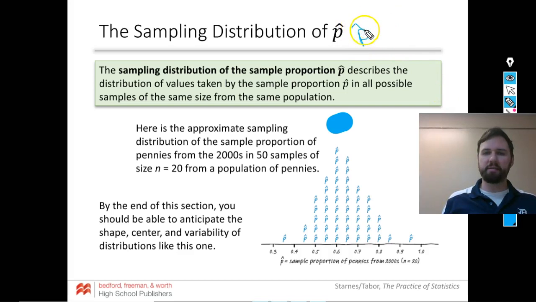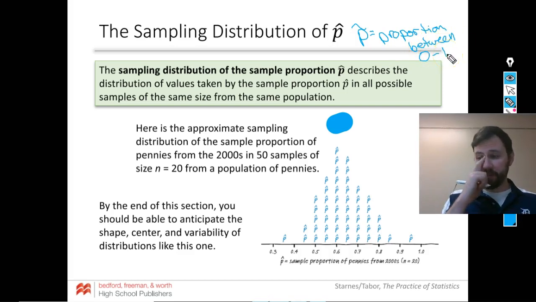So p-hat is going to be a percent, a proportion. Right? So it's going to be between 0 and 1. And the only difference between that and before, when we found the mean, was that the mean was like the average value. This is the portion of whatever from whatever.